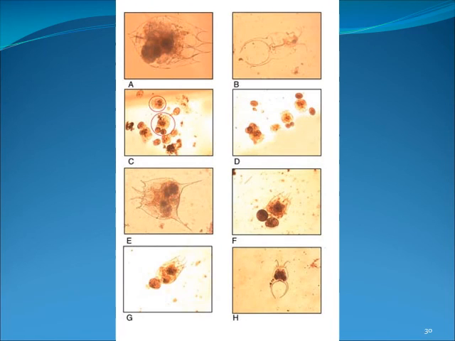Various slides of Brachionus calyciflorus, and various species of Brachionus. Here you can see the beautiful eggs are present on the lower side of the body.